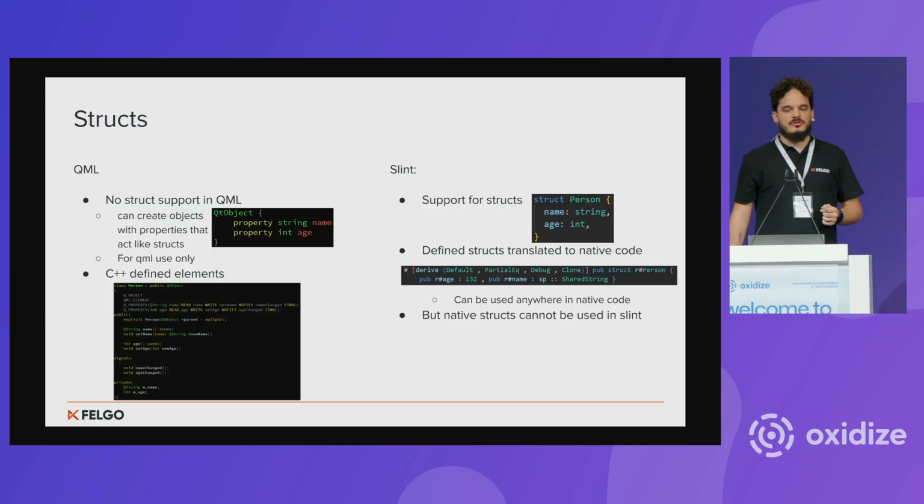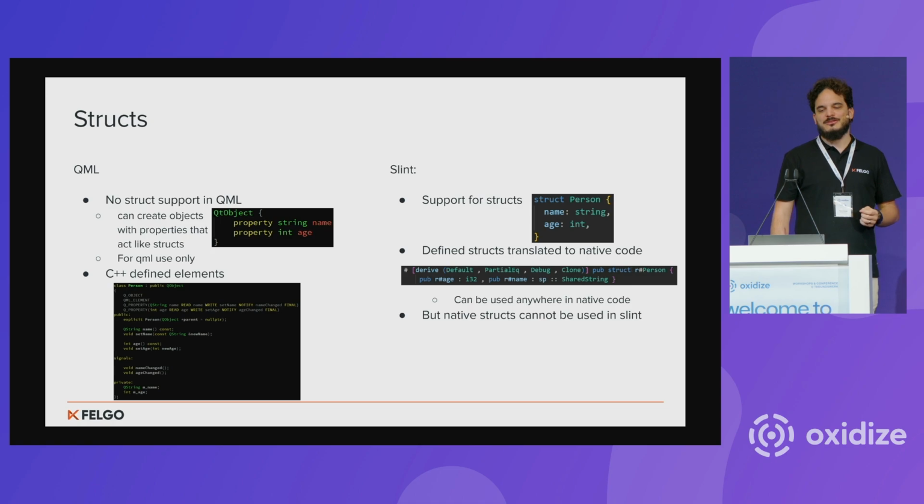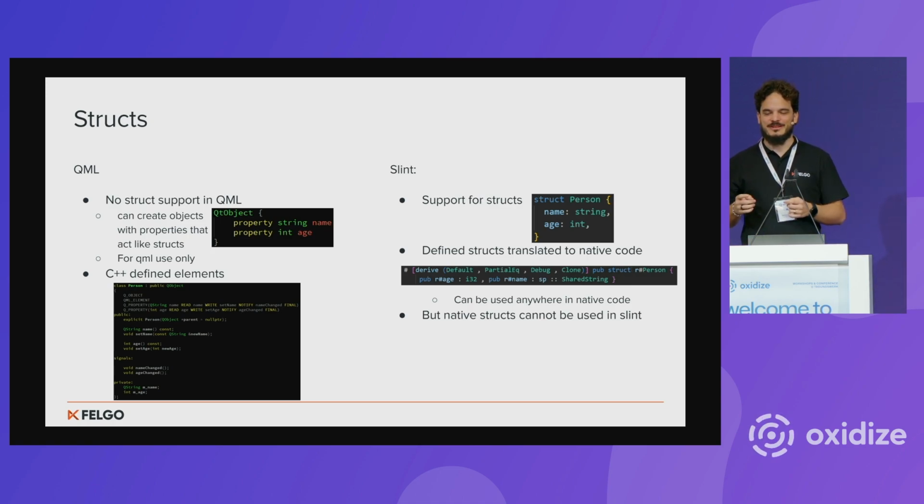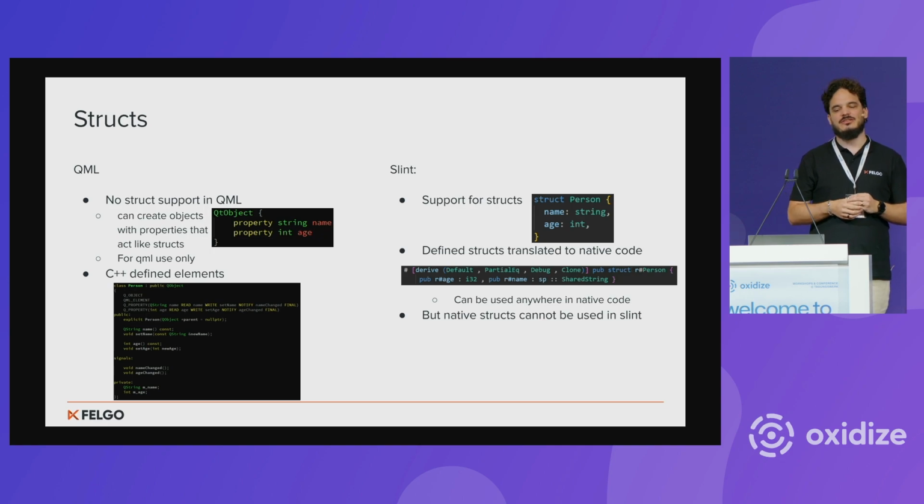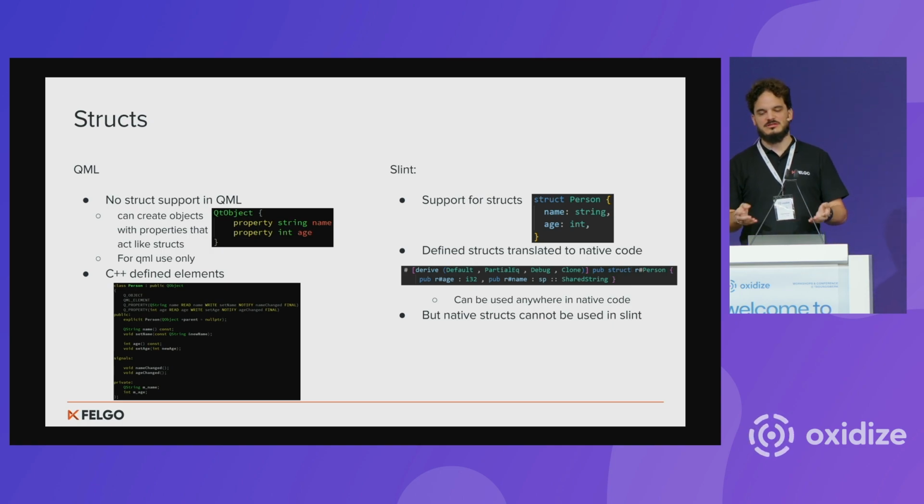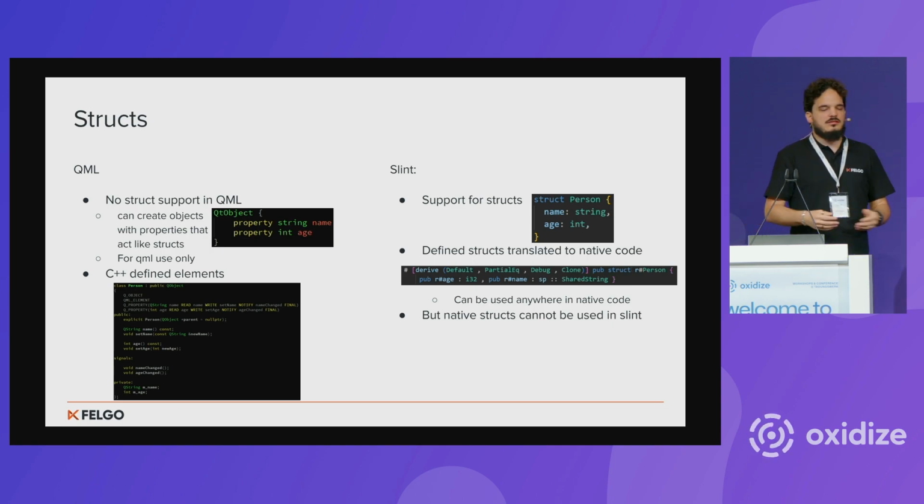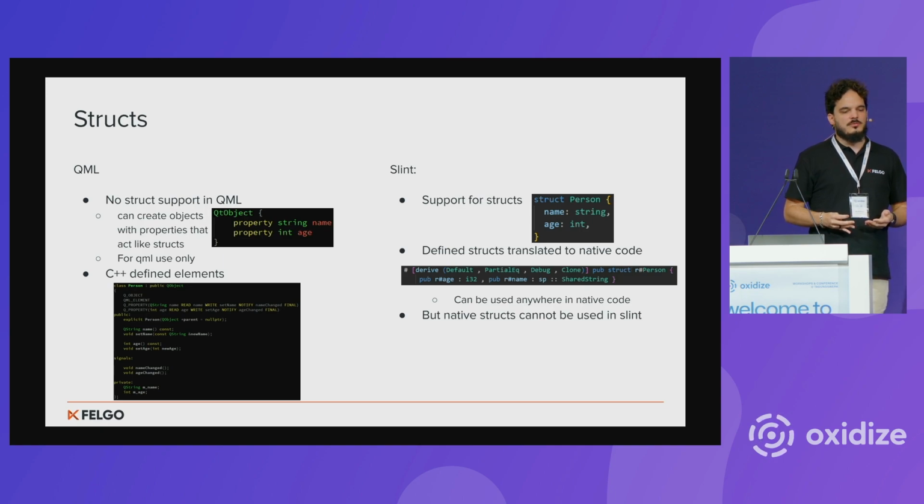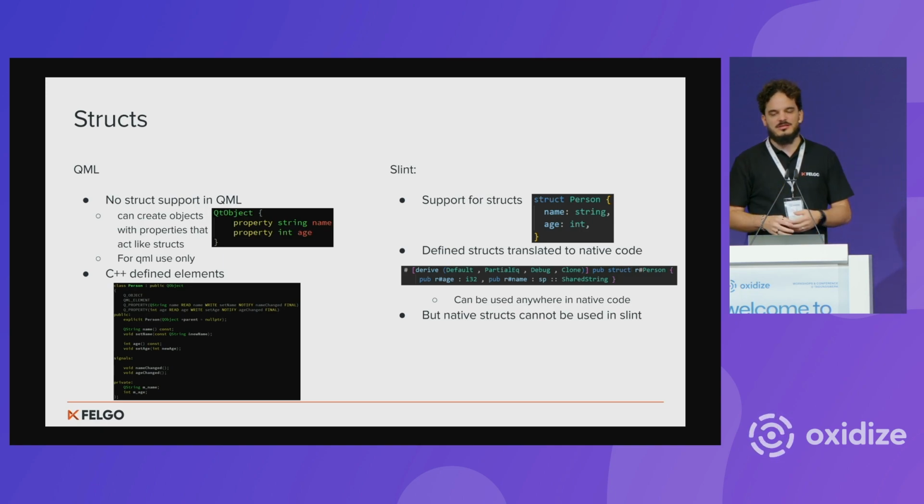For structures, a basic building element, there is support in Slint for structures that are defined in the Slint code, and they get compiled to native code. As you can see there, this is how it would look. And these structures can be used from Rust or the C++ API, whatever you are using Slint with.